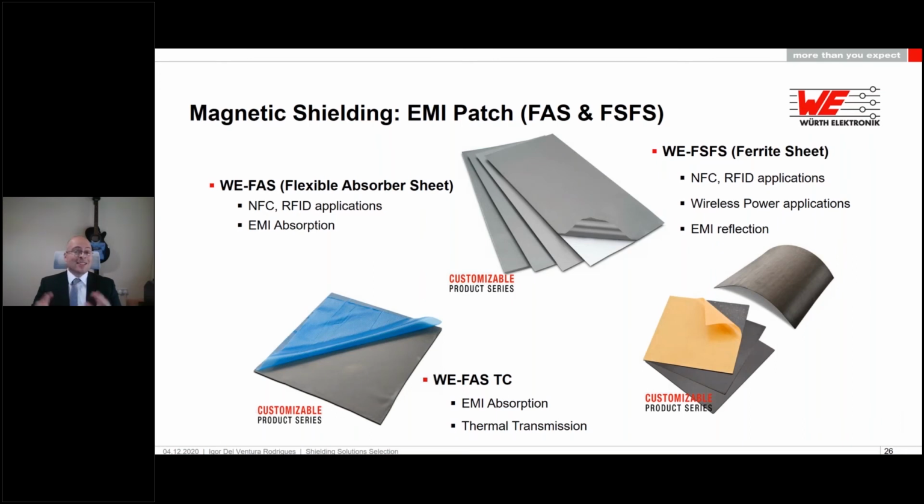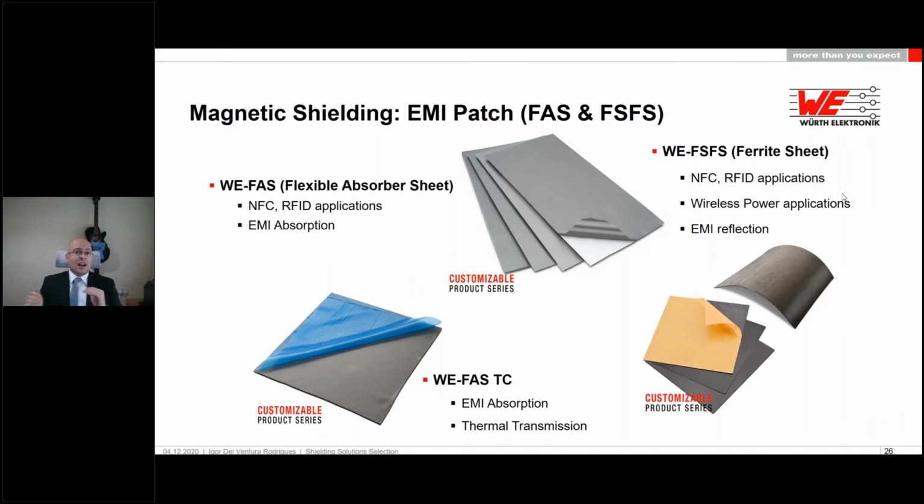It's like the sky is the limit with this thing, and it can absorb quite a lot of energy for you, in quite a broad band. You also have WE-FSFS, which stands for flexible sintered ferrite sheet, which works more like a reflector. Both of them will have their own rates of reflection and absorption in different frequency ranges, but WE-FSFS you will utilize mostly on NFC, RFID, and wireless power applications.